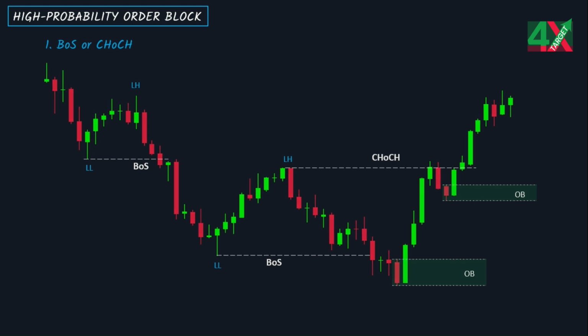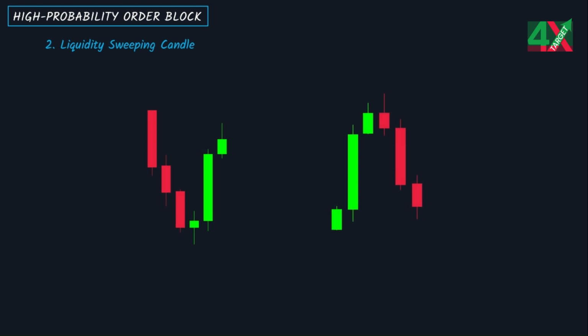Although order blocks are commonly defined as the last opposing candle before an impulse move, it's not that straightforward. The candle color, red or green, itself is not the most important factor. What truly matters is that the order block candle should be a liquidity sweeping candle. This means the candle may be bullish or bearish, but it must be the lowest candle in a bullish setup or the highest candle in a bearish setup. No candle before or after it should break beyond its extreme. This confirms that liquidity has been swept, which is very important for a valid order block.